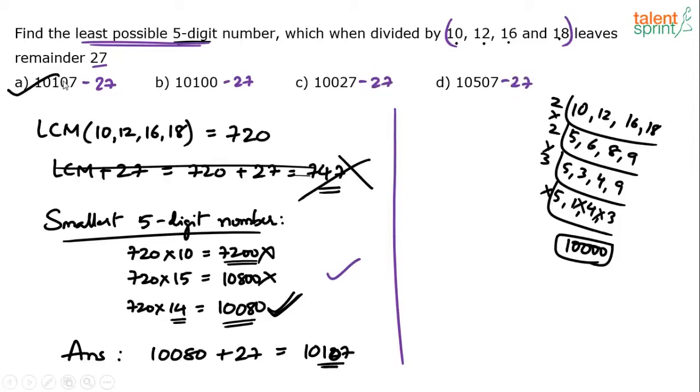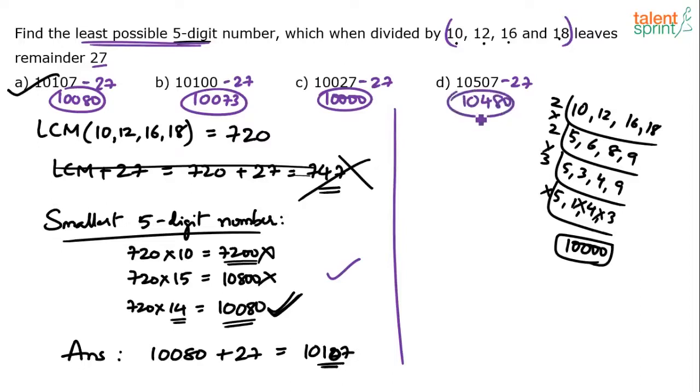As simple as that. So 10,107 minus 27 is 10,080, right? Then 10,100 minus 27 will be 10,073. 10,027 minus 27 is 10,000 itself. And 10,507 will be 10,480. So these are the values.